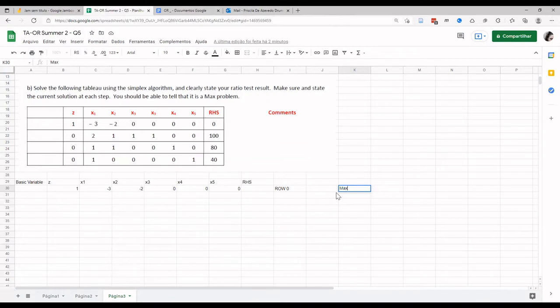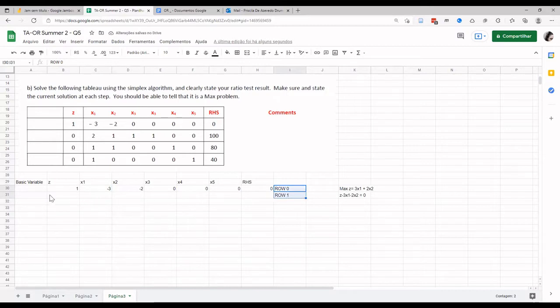Now we know that it's a maximization problem, that is maximizing z equals 3x1 plus 2x2. That is going to be z minus 3x1 minus 2x2 equals 0. That's what we have represented here. So we have z equals 1, minus 3x1, minus 2x2, equals 0 on the right-hand side. Okay, now we can go to row 1.